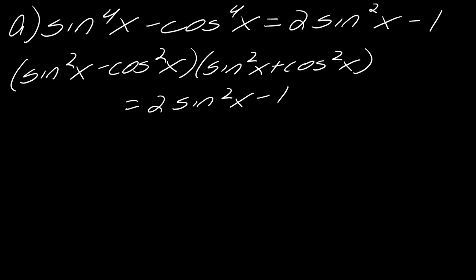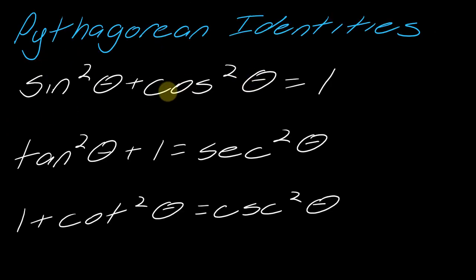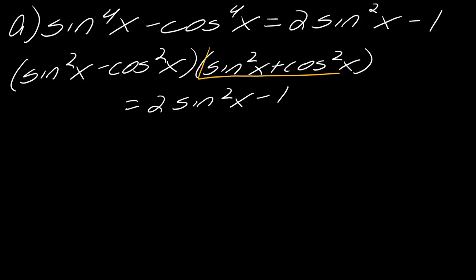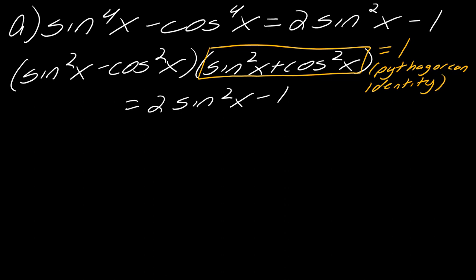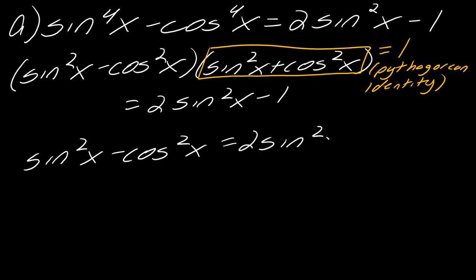Okay, so now this is where you want to pause and think for a second. Do you see any trig identities here? Yes, we do. So remember, sine squared x plus cosine squared x, that is one of our Pythagorean identities, right? So I can rewrite, I'm going to go ahead and just kind of highlight this. This part here, this equals 1. So this is a Pythagorean identity. Okay, so now I'm left with sine squared x minus cosine squared x, just this, I don't even need the parentheses anymore. This equals 2 sine squared x minus 1.